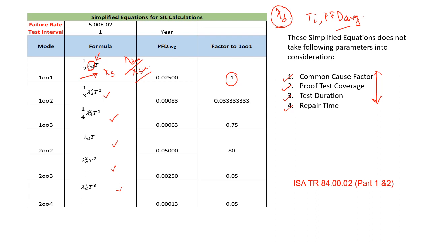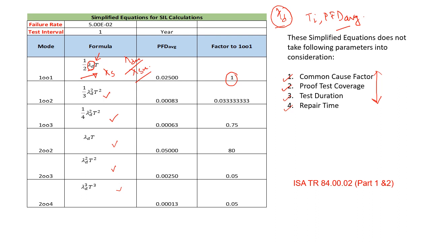But the value of this equation lies in the fact that it does not need any tools like SIL solver or Exida to calculate the PFD average value. You can readily do that by use of Excel. So that is the beauty of this simplified equation, because all of us don't have these fancy tools, but still you want to do some SIL calculations. How will you do that? For that, the simplified equation provides you some basis.